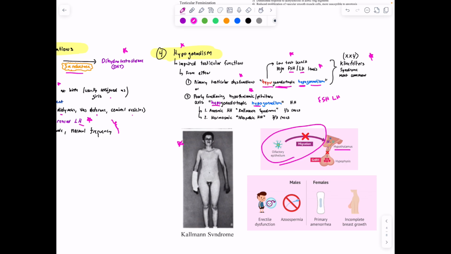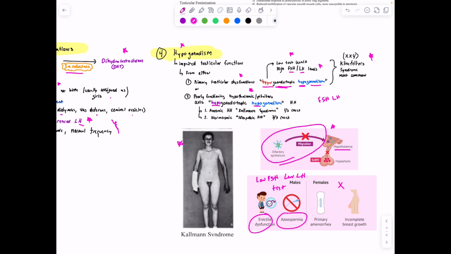For some reason, they start where the first cranial nerve is, and so they don't migrate. You can't smell very well as a result of cells being in the wrong place, I think. And then for men, hypogonadotropic, so low FSH, low LH, then you're going to have low testosterone, erectile dysfunction, not enough sperm, because you can't develop sperm if you don't have testosterone, and you can't develop it well.